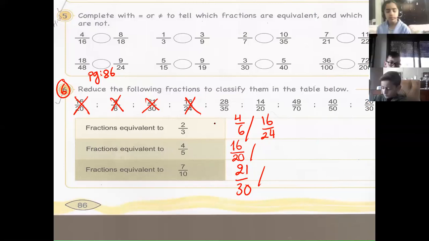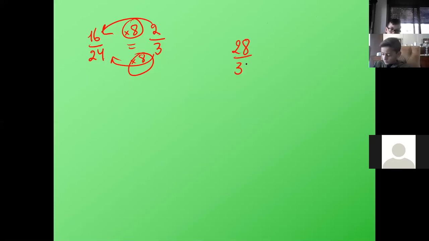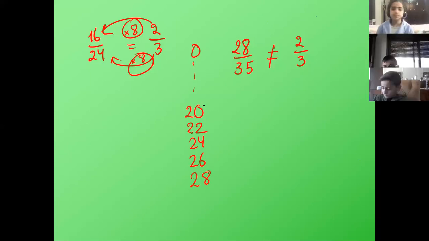28 over 35, is it equivalent to 2 over 3? Let's check. 28 over 35 and 2 over 3. Check if they are equivalent. They are not equivalent. Non-equivalent, why? Because there is no 28 in table 2. Yes, there is. In table 2, we have until 20. Let's continue by adding 2: 22, 24, 28. But there is no.